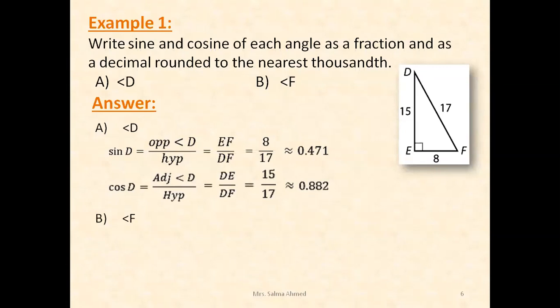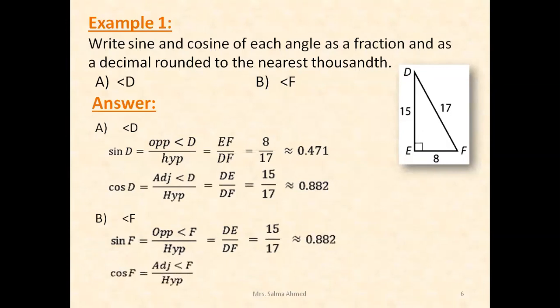In the same way, we're going to find sine and cosine for angle F. So sine F: here we change the position of the angle, and I'm talking about a different angle. The opposite for it will be the side in front of it, which is DE. So it will be DE over DF, the hypotenuse. It will be 15 over 17, and it gives me 0.882.